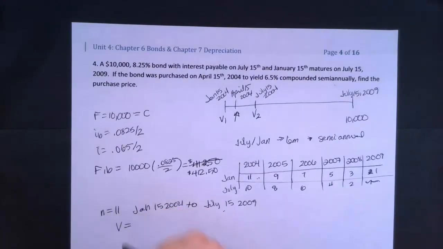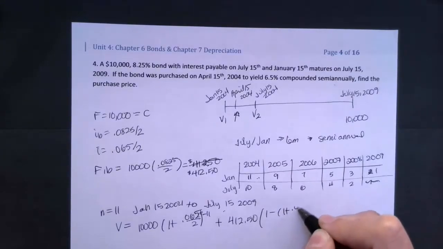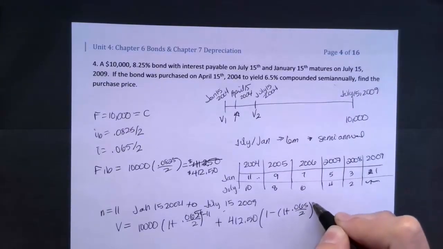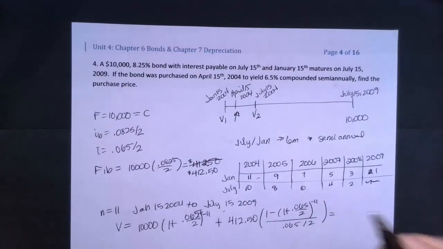Let's set up our V equation here before we move on. So it's going to be C, which we said was 10,000, and then our I is 6.5% semi-annual, so 0.065 over 2. The negative 11, plus our FIB of 412.50 times 1 minus 1 plus 0.065 over 2 to the negative 11, over 0.065 over 2. And for that value, again, this is our V1.